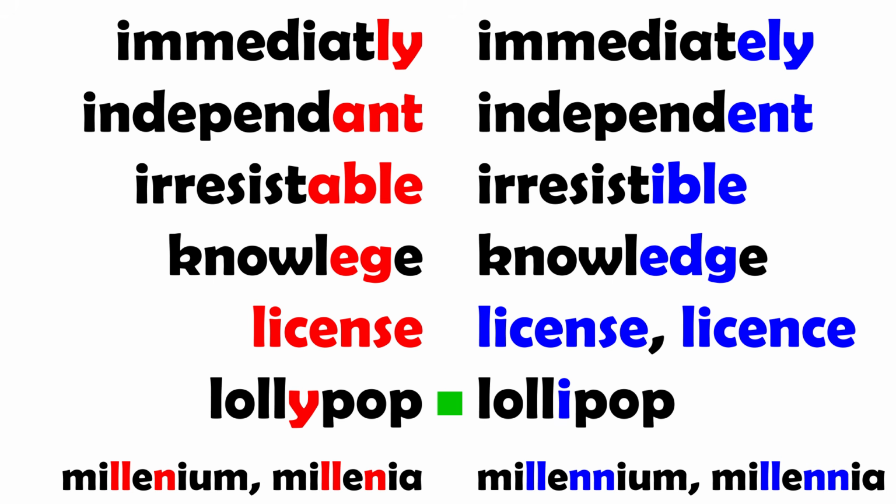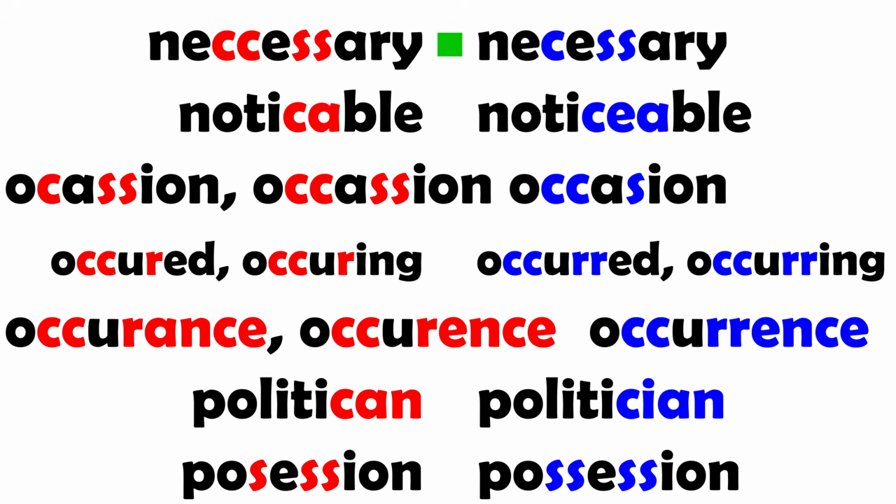Lollipop. Lollipop has an I in the middle. Millennium. Millennia. The correct spelling has double L and double N. Necessary. 1 C, 2 S's. Noticeable. Remember the E in the middle. Occasion. 2 C's, 1 S. Occurred. Occurring. 2 C's and 2 R's. That's the way to write the correct spelling of occurred or occurring.